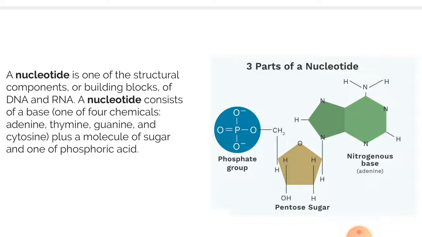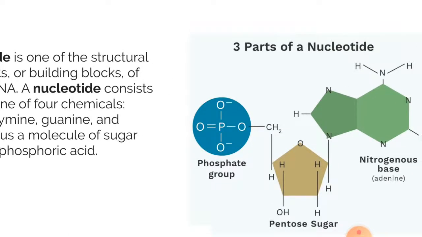A nucleotide consists of a base that is one of the four chemicals, that is nitrogenous base, either adenine, thymine, guanine and cytosine, plus a molecule of sugar and a molecule of phosphoric acid. So you can see all the three parts of the nucleotide in the diagram. Here one nitrogenous base is shown here. You can see adenine, which is attached to pentose sugar. Here in this case it is deoxyribose sugar, and this in turn is attached with a phosphate group. So these are the three basic components of a nucleotide, and a chain of such nucleotides forms the polynucleotide chain.